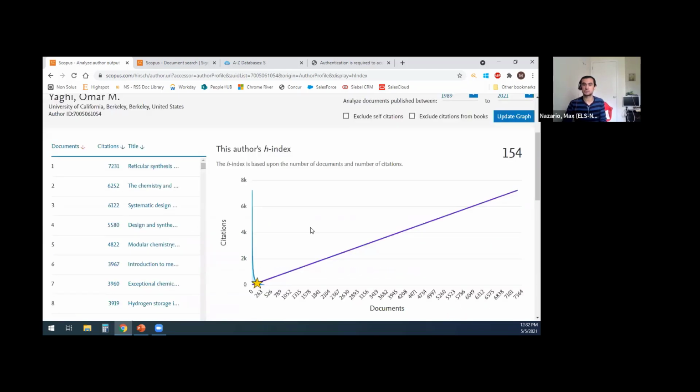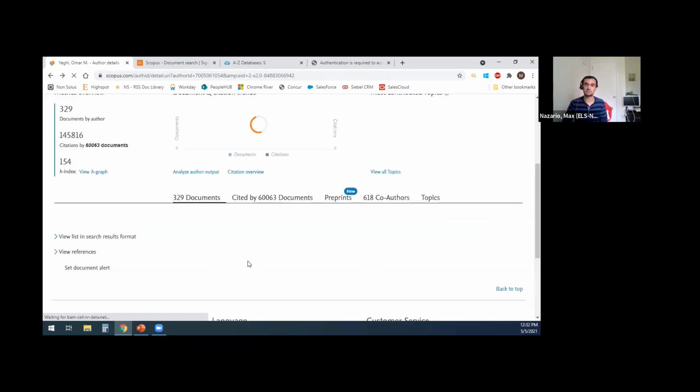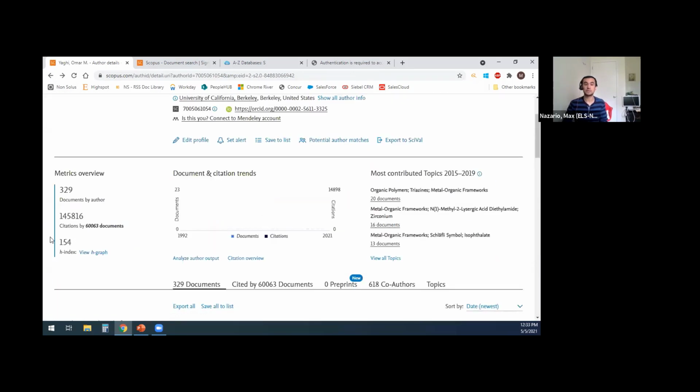The H-index, for those maybe who are not quite familiar, is a number that essentially says how many documents this author has that have been cited that many number of times. So in this case, this author, who has a very high H-index of 154, has published 154 documents that have at least 154 citations. So this tends to be a useful metric for understanding the level of impact as well as the level of the research footprint that an individual author will have. So you can get that information all within the author profile.